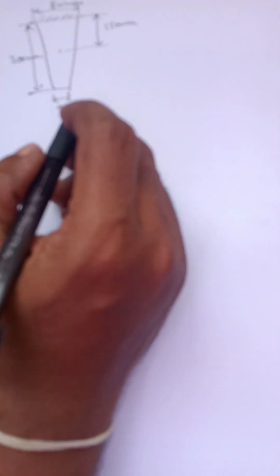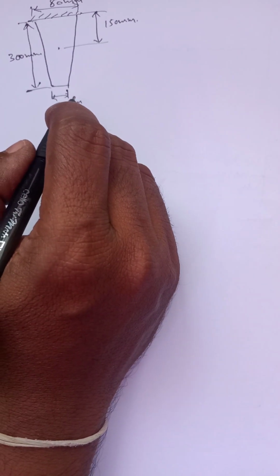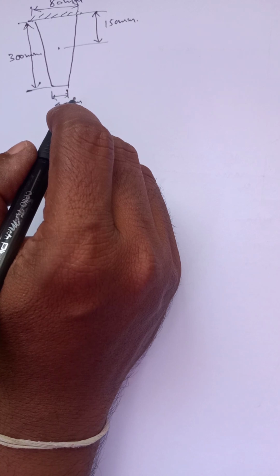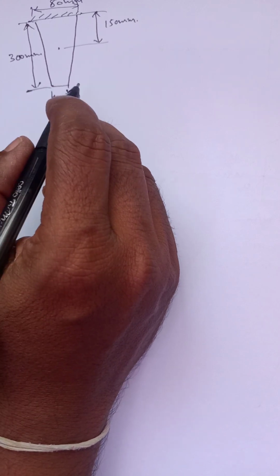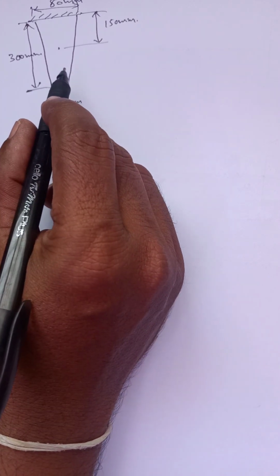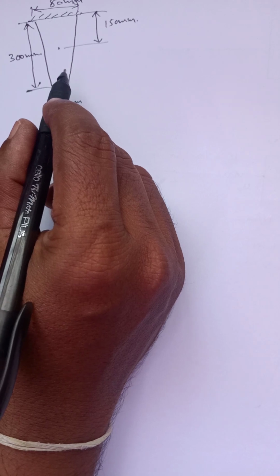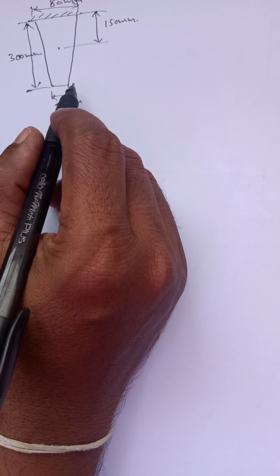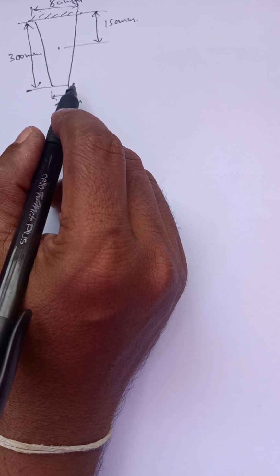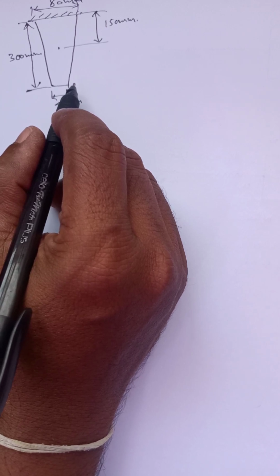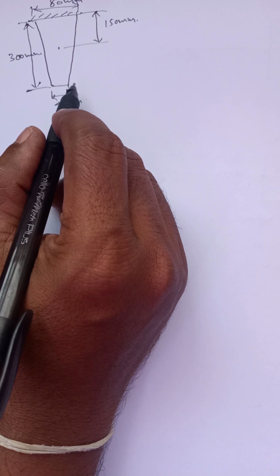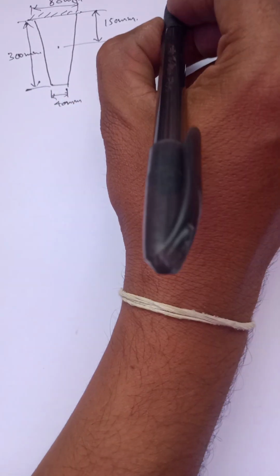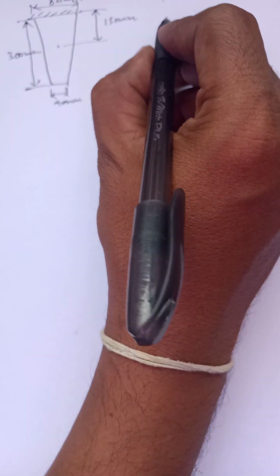Now this is the problem. In this problem, the area of the element varies at each cross section. If we consider this area variation, the problem will be tedious. So, the given taper bar is considered as a stepped bar as shown in the figure.